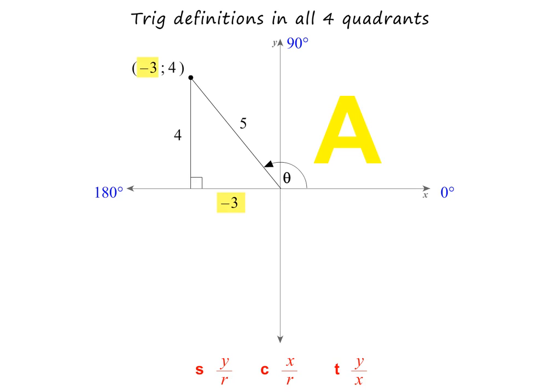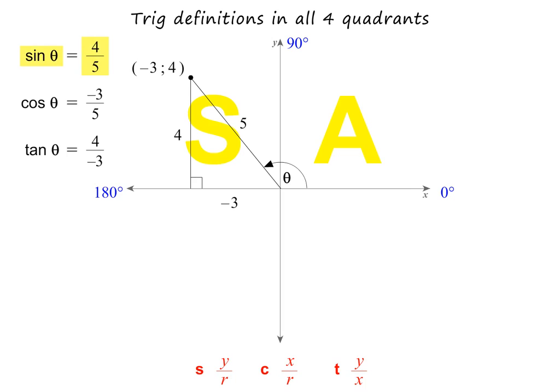Please note, in this quadrant, x is negative. Y remains positive, and r, the hypotenuse, is always positive. In this quadrant, sine theta is 4 over 5, cos theta is minus 3 over 5, a negative value, and tan theta is 4 over minus 3, also a negative value. This shows that only sine is positive in the second quadrant.